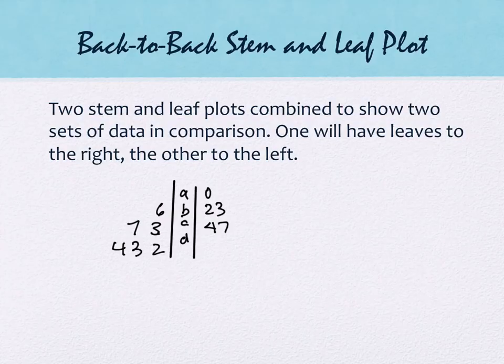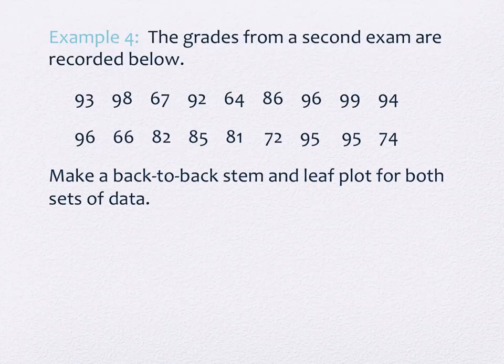Okay, ready to look at one? All right. These are grades from a second exam, and they're recorded below. It says to make a back-to-back stem and leaf plot for both sets of data. Now, before I create the back-to-back stem and leaf plot, I'm going to create the stem and leaf plot for this one. So we're going to do the exact same thing we did before and draw our stems and leaves on there. So what is our smallest value that you see in the data set?